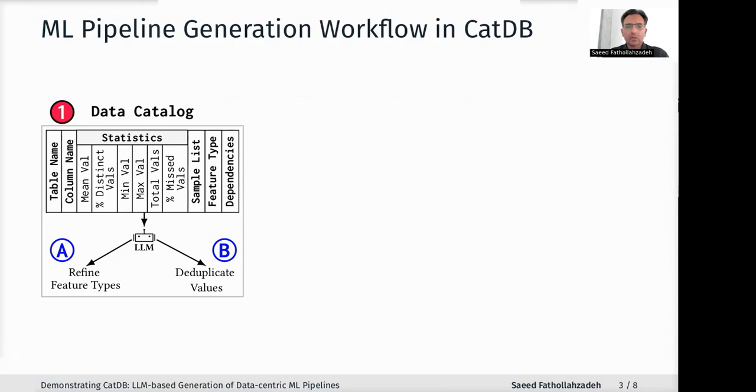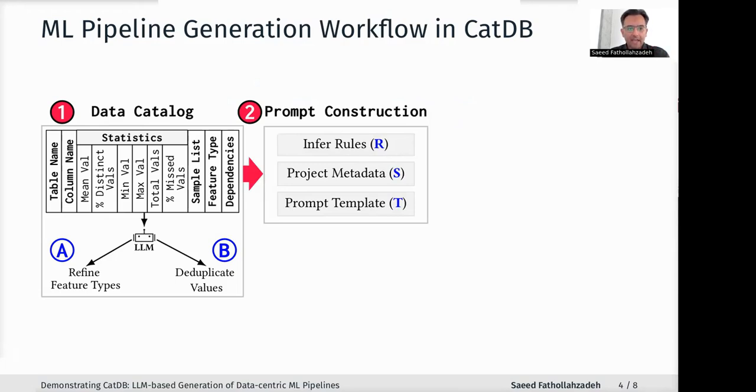The data catalog steps include two sub-refinement tasks. In task A, we need to precisely annotate the feature types. In task B, we need to deduplicate categorical feature values semantically. These two tasks are necessary because the data profiling tools cannot identify them correctly. This refined catalog significantly enhances the accuracy and effectiveness of the generated ML pipelines.